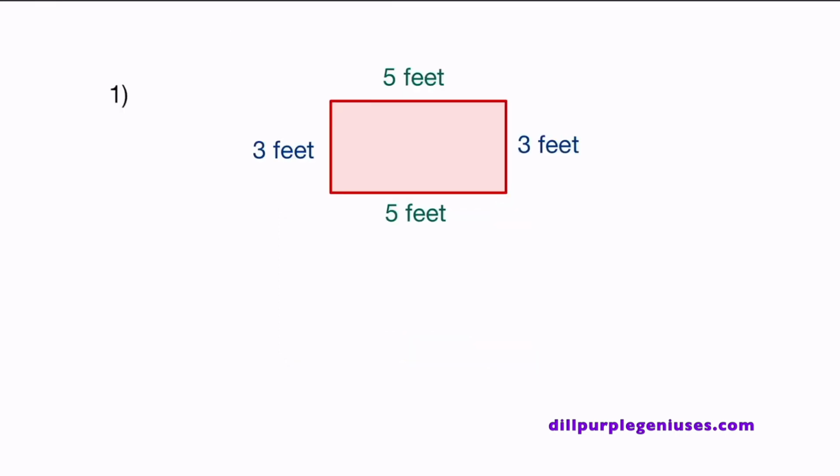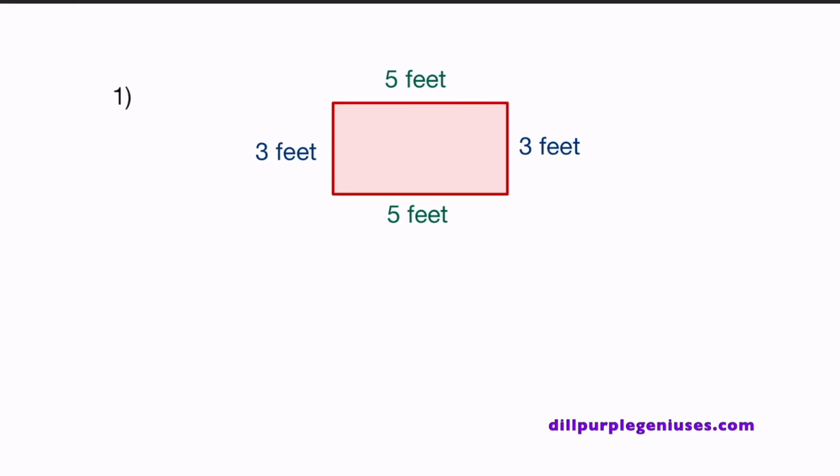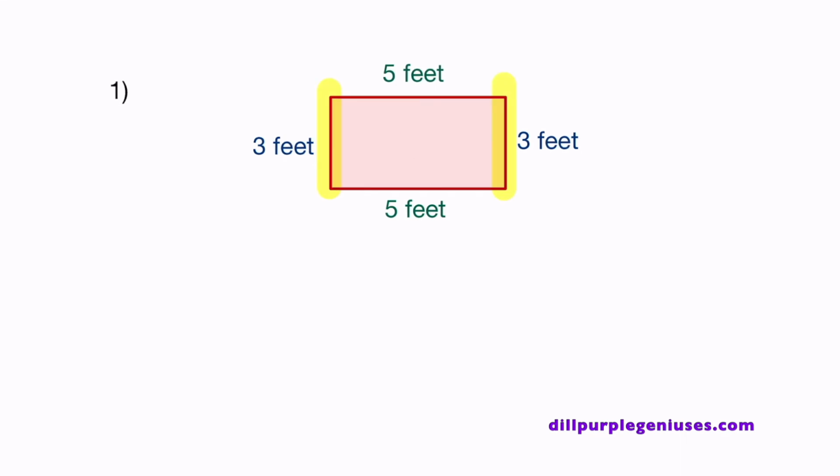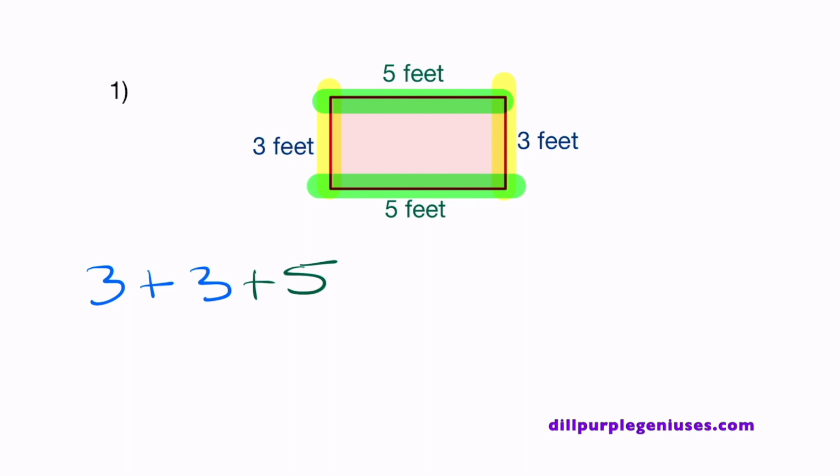In number 1, we have a rectangle that is 3 by 5 feet. So remember, to find the perimeter, we have to add all the sides together. To make things simple, let's add the sides that are 3 feet. On the side, I'm going to write 3 plus 3. And then for the other sides, which are 5 feet long, it is plus 5 plus 5.